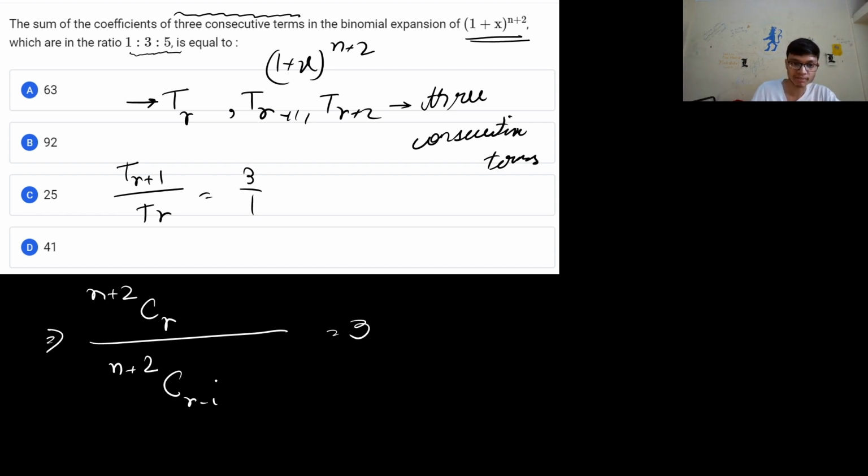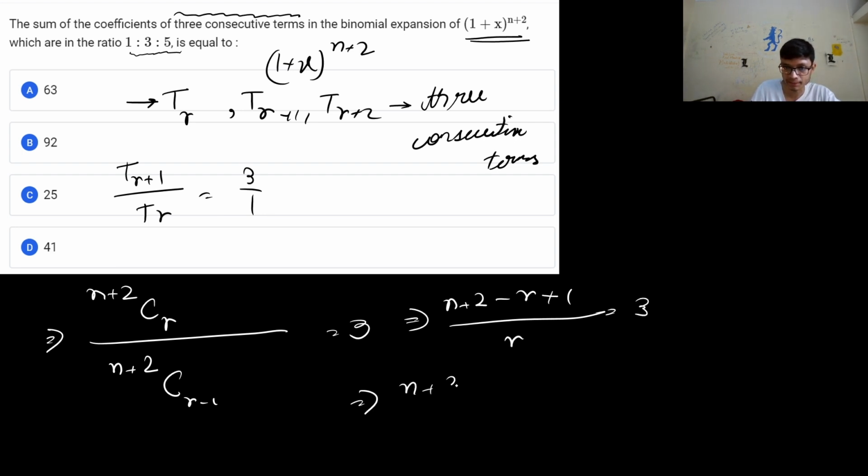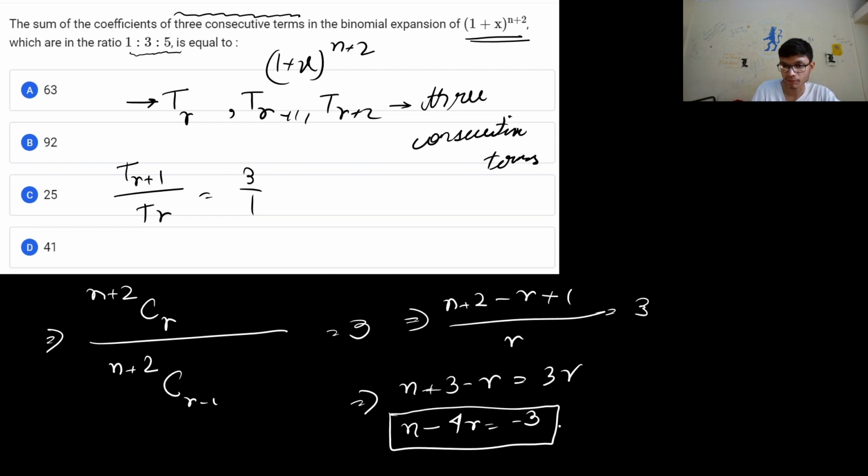Okay, so यहाँ से मैं अगर सिंप्लीफाई करता हूँ इस पर्टिकुलर रिलेशन को बाय द फॉर्मूला, तो दिस विल बिकम (n+2 minus of r+1) whole divided by r is equal to 3. ठीक है, so यहाँ से मुझे मिलेगा दैट इज बेसिकली n+3 minus r is equal to 3r. So यहाँ से अगर सिंप्लीफाई करता हूँ, I will get this relation as n minus 4r is equal to minus of 3. ये पहला मेरे को इक्वेशन मिल गया यहाँ से.